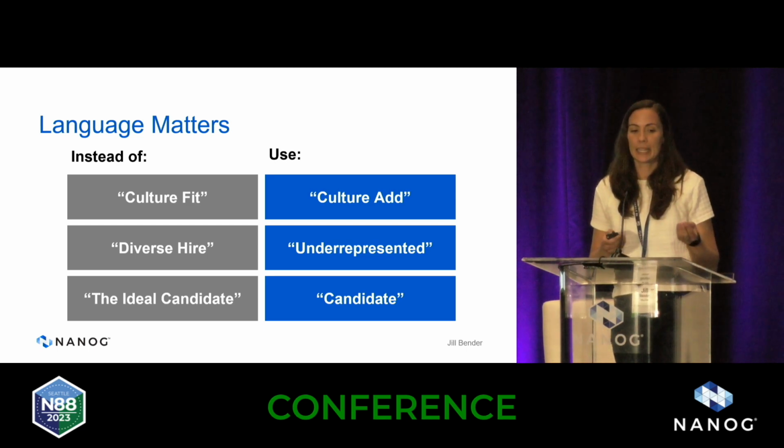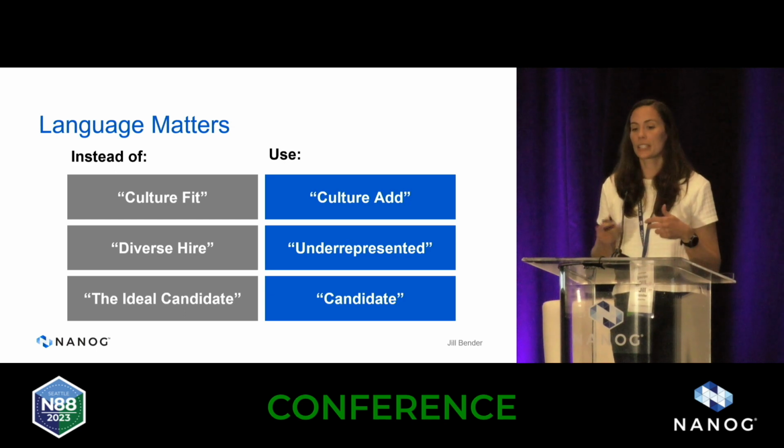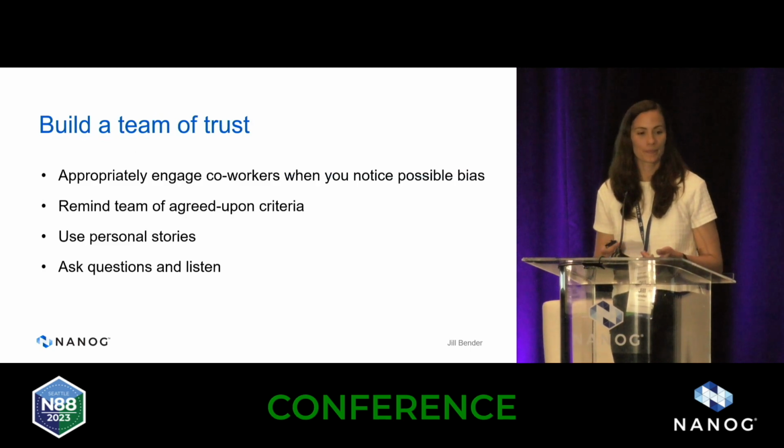Also, underrepresented as a word encourages us to think a little bit more about the community where that person comes from instead of othering them as, oh, well, this is the token diversity hire. And lastly, there's no such thing as an ideal candidate or a perfect candidate. So let's just use the word candidate. Nobody's perfect. Everybody has something to learn and grow in.